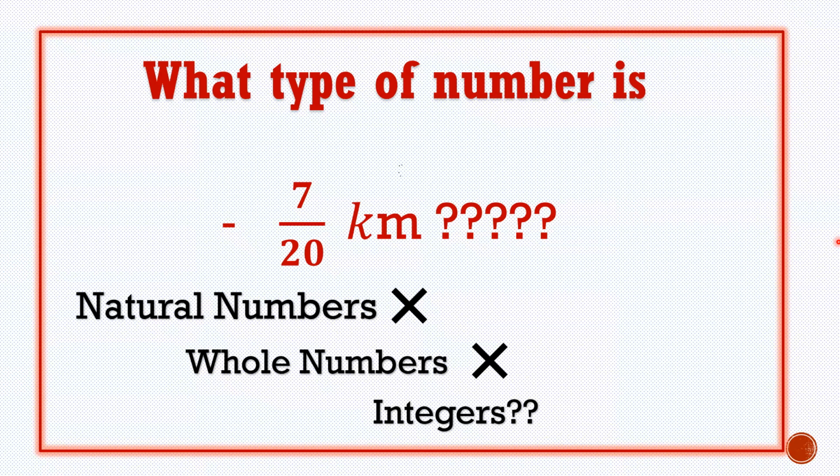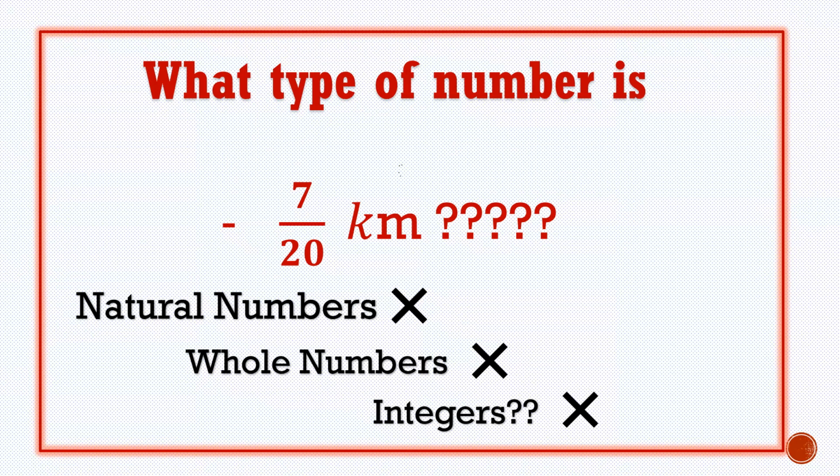Integers are used to represent opposite situations, right? But who told you that integers are in fractions? Remember about integers? If you are still doubtful about integers, go check out the video on integers that we have put on our channel. Integers are never represented in fractions. They do represent positive numbers, negative numbers along with the number 0, but integers are never fractions. So that means minus 7 over 20 kilometers is also not an integer.